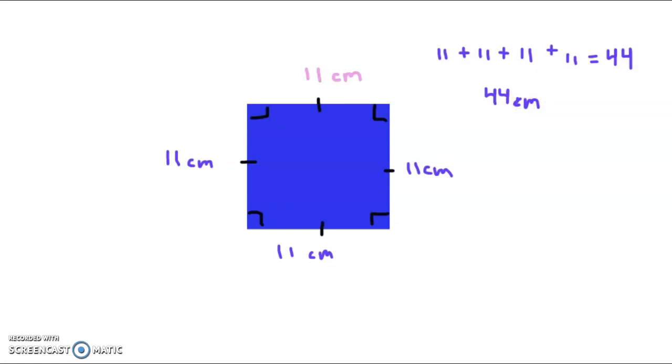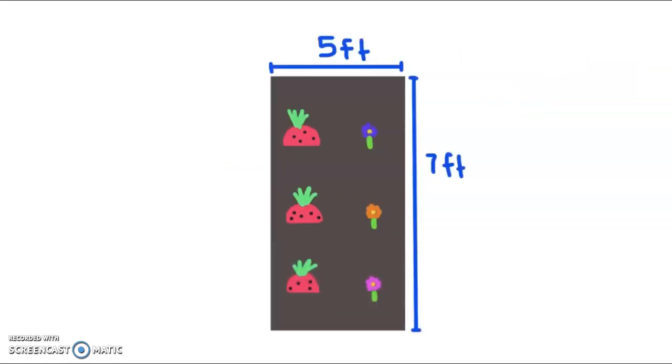So let's say I wanted to put a fence around my garden. My garden has a length of 7 feet and a width of 5 feet. I need to measure the distance outside my garden to see how many fences I need to buy. So we have to find the perimeter of my garden.